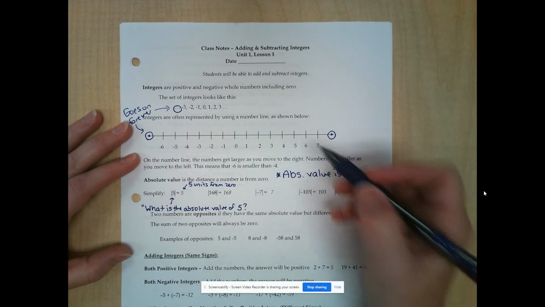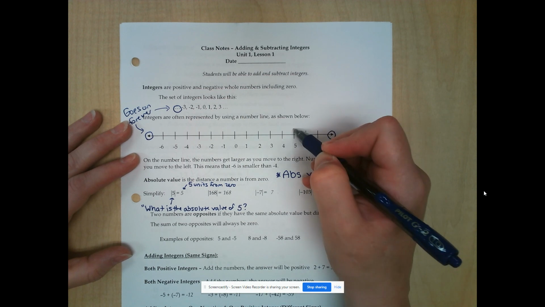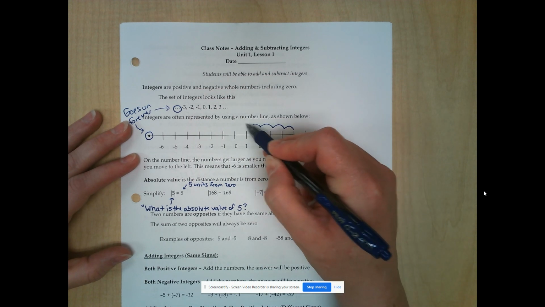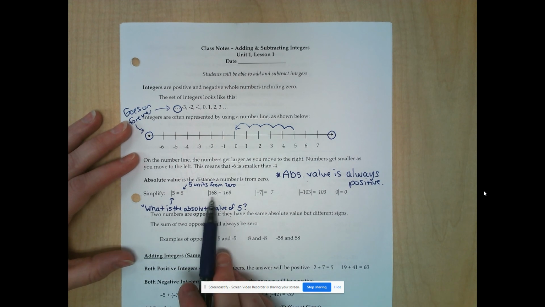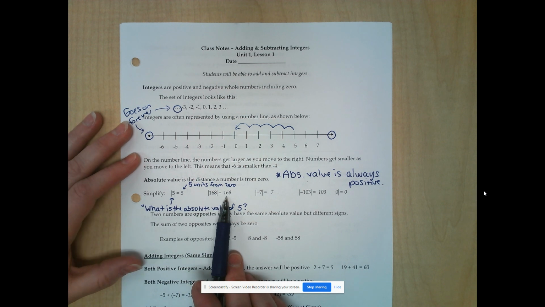So if we look up here and we're like, well, what's the absolute value of 5? It's 1, 2, 3, 4, 5 units away from 0. Don't care whether it's left or right. I'm just talking about distance. So absolute value of 168, what is the distance from the number 168 to 0? It is 168 units from 0.